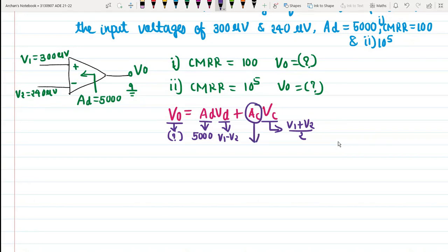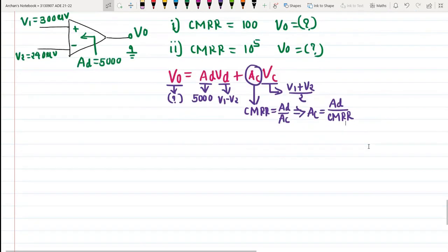Now there is one term which is given to you, CMRR. We know very well that CMRR is nothing but the ratio of differential gain AD to common mode gain AC, such that we get the value of AC equal to AD upon CMRR. Right. So now all the parameters required to find the desired value are available. Let us start with the first case.